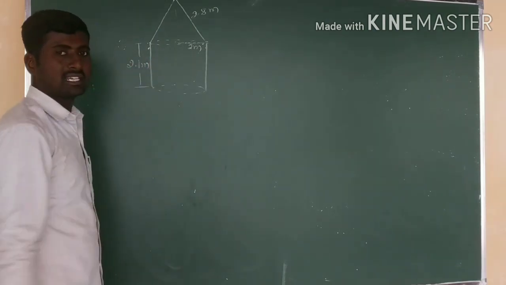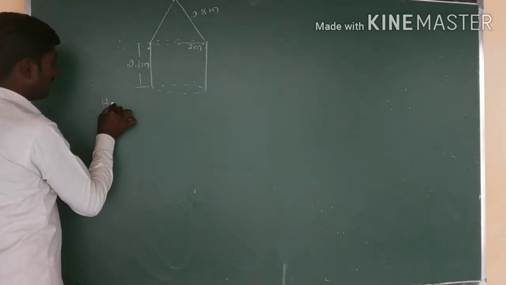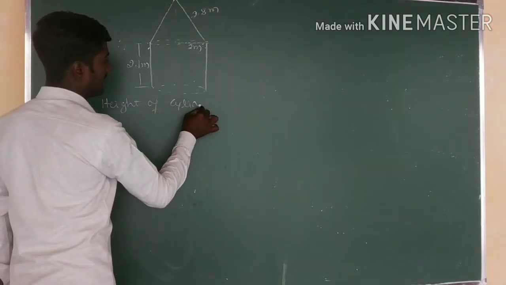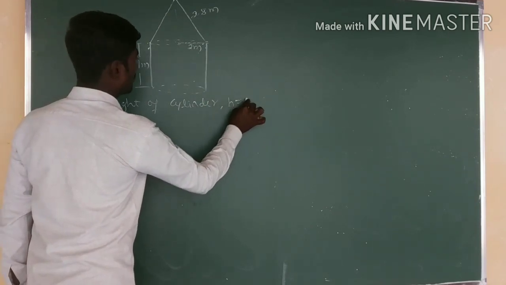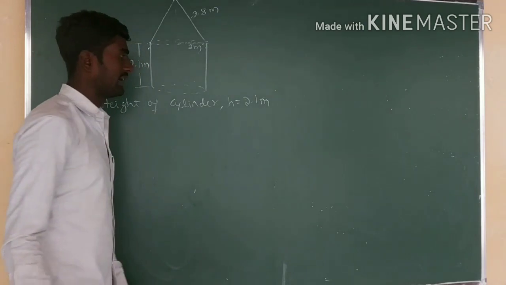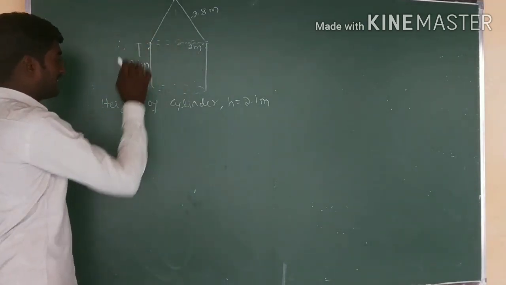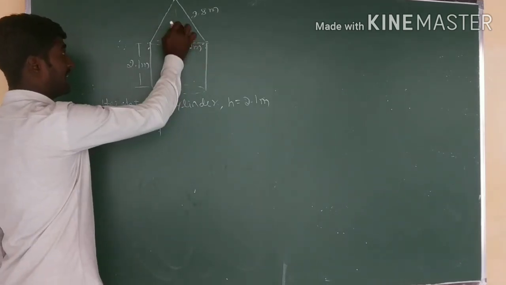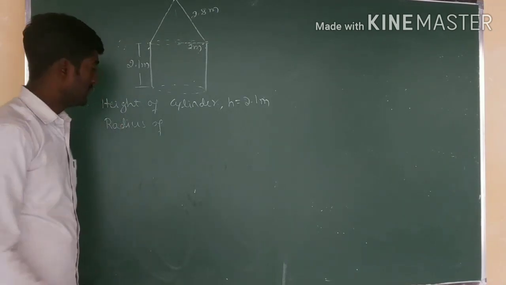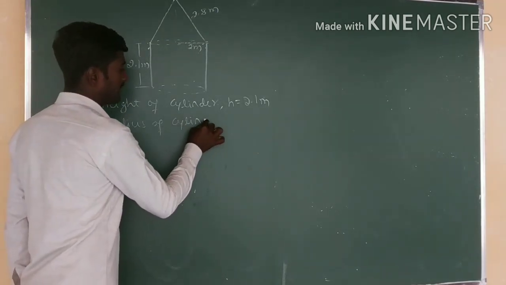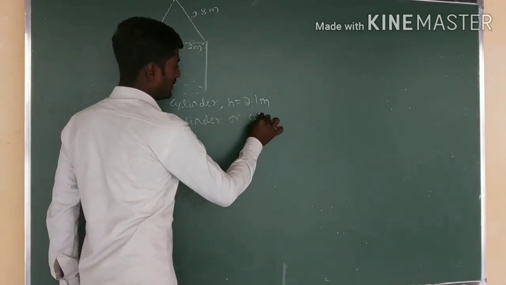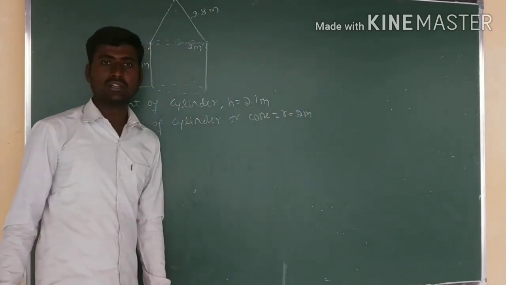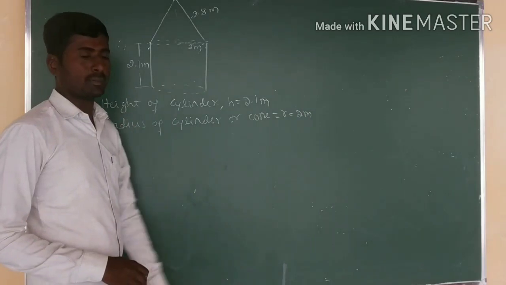Let us write the given data first. Height of cylinder or cylindrical part. So H is equals to 2.1 meter. This is the height of the cylinder. Now radius of the cylinder and radius of cone both are same here only. So radius of cylinder or cone, R I will take it is 2 meter, that is 4 divided by 2. Diameter they have given 4 meter, so radius will be 2 meter.